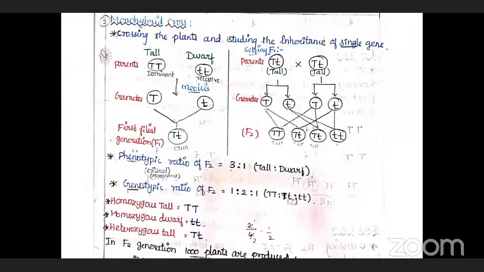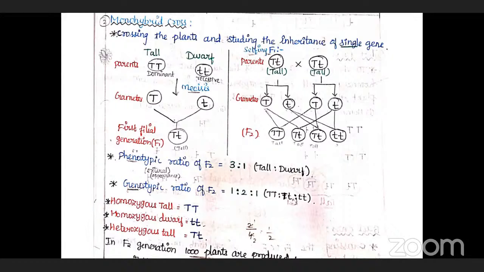The next one is the monohybrid cross. What is the meaning of monohybrid experiment? It means crossing of 2 plants differing in 1 character. You can split the term: mono means single. Hybrid means combining 2 different things.